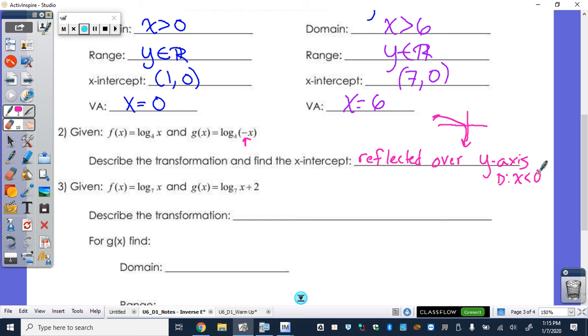If I reflect it over there. Would our range change? Nope, still going to be everything. Our x-intercept would be where? It would just be at negative 1, 0. Because I just reflected that over, so it went from positive 1, reflects over and becomes negative 1. Would our asymptote change? No, that would still be at 0. So if you reflect that, it does change your domain again, and it does change your x-intercept.